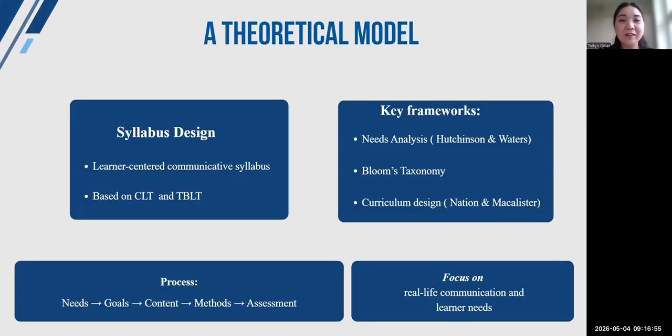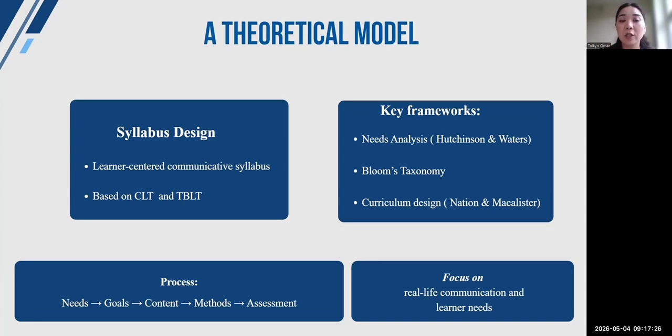Good afternoon, dear professor. Now I would like to present the design of the Speak Up course. The course is based on a learning-centered communicative syllabus, which means that the needs and abilities of students are at the center of the design. The framework integrates two key approaches. The first one is communicative language teaching, and the second one is task-based language teaching, both of which emphasize meaningful interaction and real-life communication.